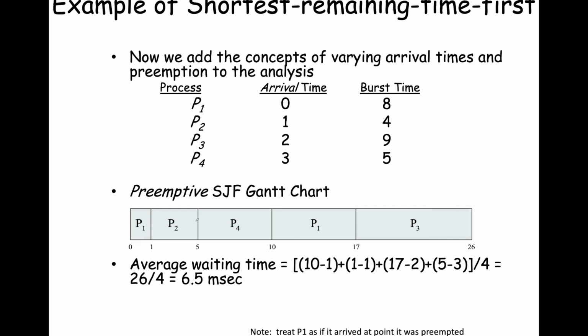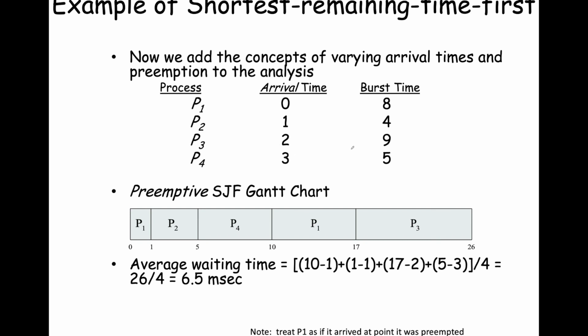So let's assume we have 4 processes again, and these processes are going to arrive in the ready queue at different points in time. So you have process P1, it arrives at time 0 milliseconds. It has a burst time of 8. Process P2 arrives at time 1. It has a burst time of 4. Process P3 arrives at time 2. It has a burst time of 9. Process P4 arrives at time 3. It has a burst time of 5.